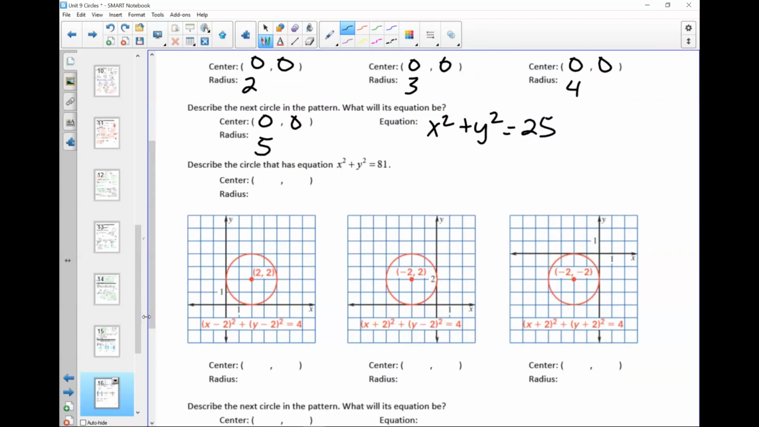Describe the circle that has the equation x squared plus y squared equals 81. Well, the center is (0, 0), and the square root of 81 is 9, so the radius is 9. The rule that we can see here is radius squared.